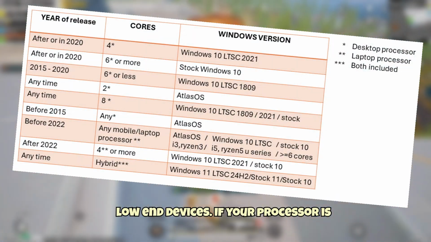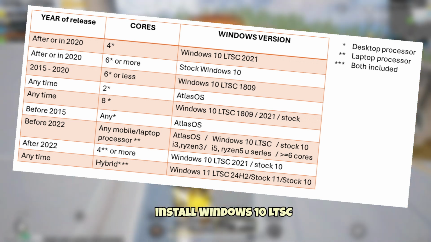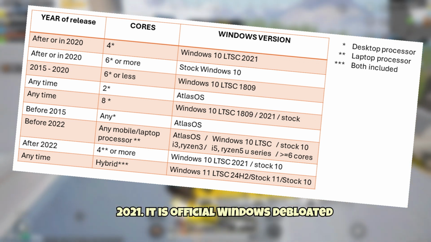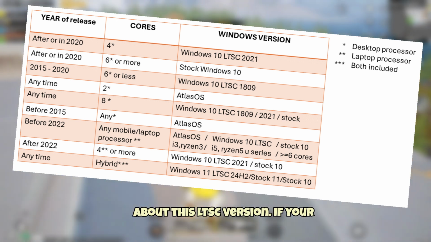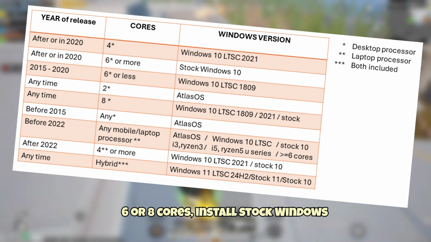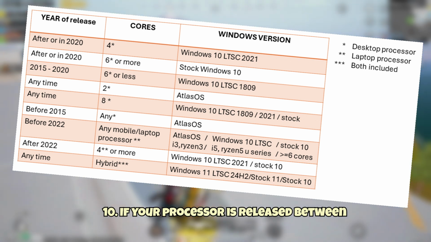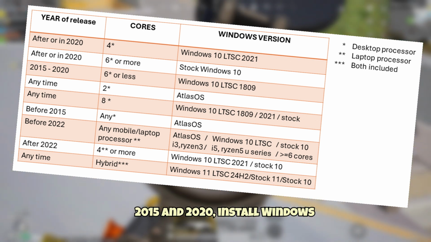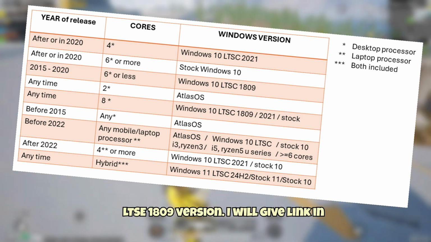If your processor is released after 2020 and has 4 cores, install Windows 10 LTSC 2021. It is the official Windows debloated version. I am sure not many people know about this LTSC version. If your processor is released after 2020 and has 6 or 8 cores, install stock Windows 10. If your processor is released between 2015 and 2020, install Windows LTSC 1809 version. I will give the link in the description.